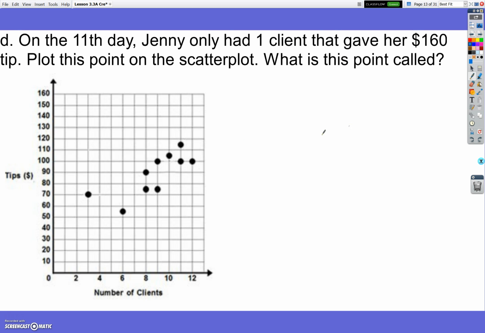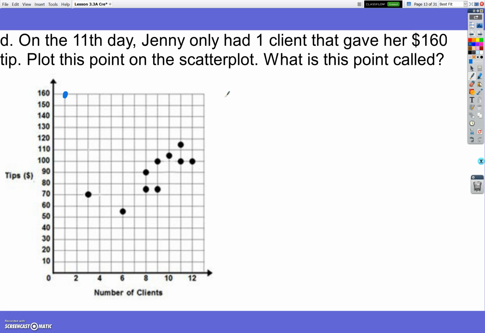All right. Now, on the 11th day, so really quickly, there's only 10 points on here. So let's say on the 11th day, she had one client and $160. Plot this point. What is this point called? When you have a point that is nowhere near the general trend, it's just totally off. This one is close-ish, you can see it's part of it. But this blue point is nowhere near this general trend. It's totally out of place.